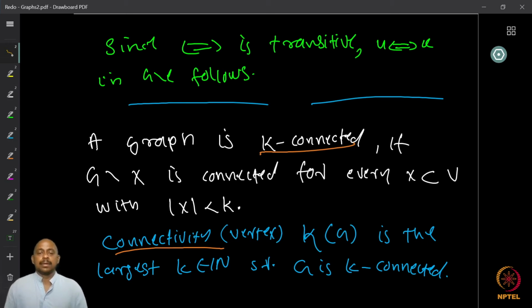So this is what's called K connected. By removing fewer than K vertices, I cannot disconnect the graph. Then the graph is K connected.